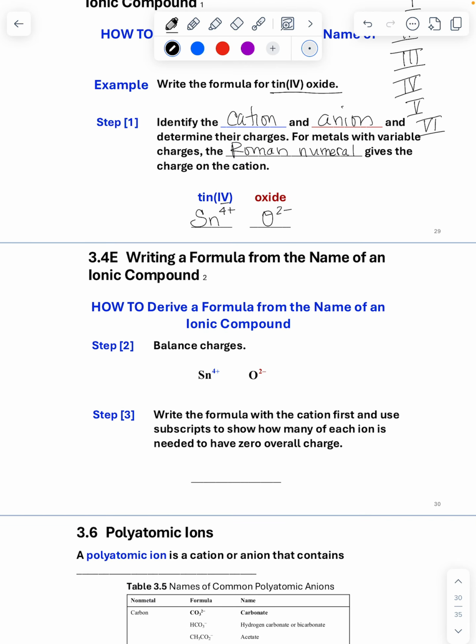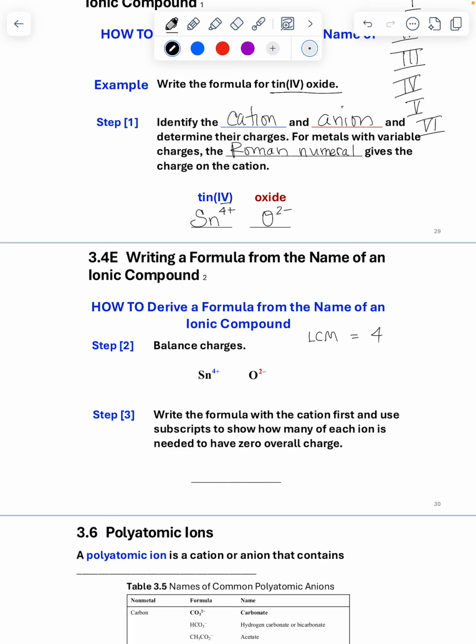Okay, our next step then would be to balance the charges. We want to balance the charges. And so we see that we have a charge of +4 and a charge of -2. So we want to make sure that the overall charge is 0. So one way to approach this is by looking for the least common multiple between a 4 and a 2. So the least common multiple here would be 4. And then we'd want to ask ourselves, what do I need to multiply by 4 to get to 4? And that answer is 1.